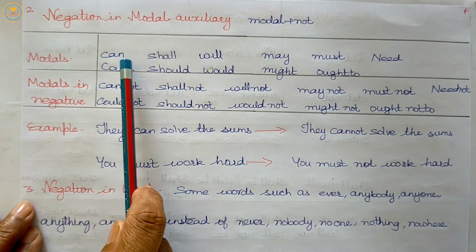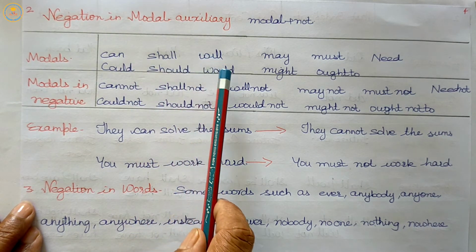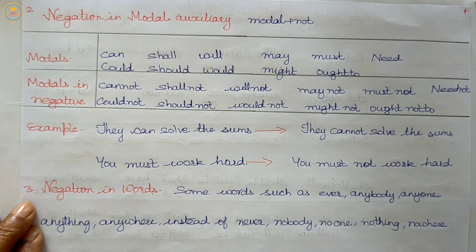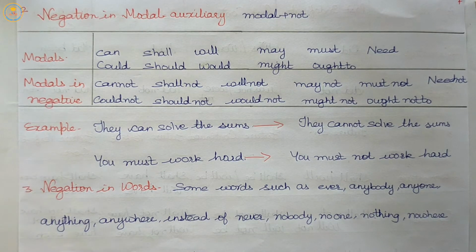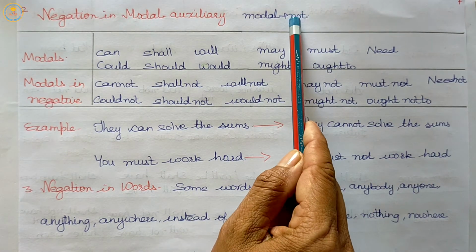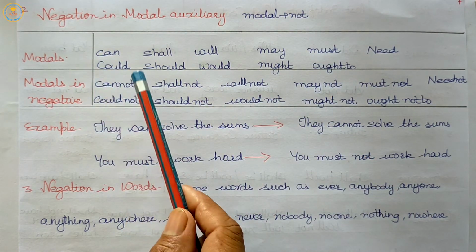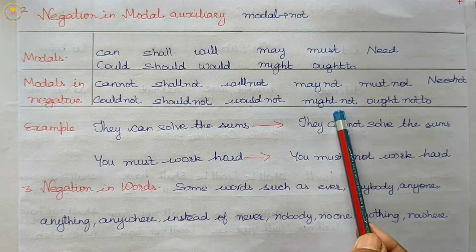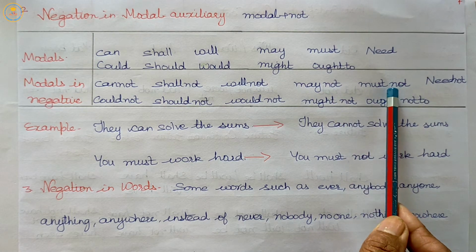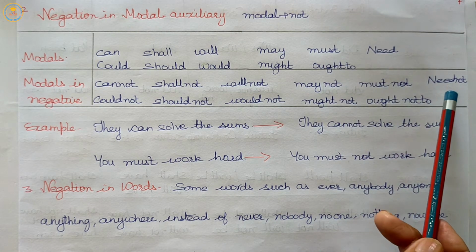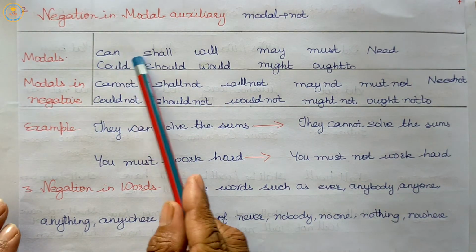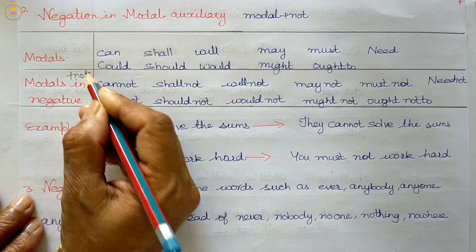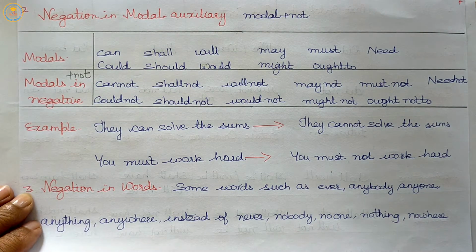The modals are can, could, shall, should, will, would, may, might, must, ought to, need. While converting these modals in negative form, we will add not with the modals. Here, cannot, could not, shall not, should not, will not, would not, may not, might not, must not, ought not to, and need not. So, all these modals will take not while converting them into negative form.